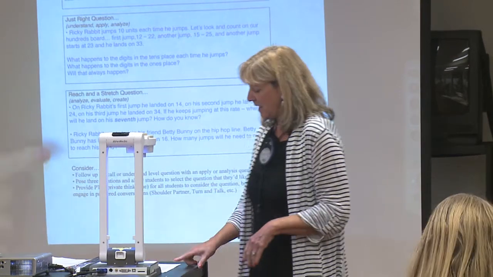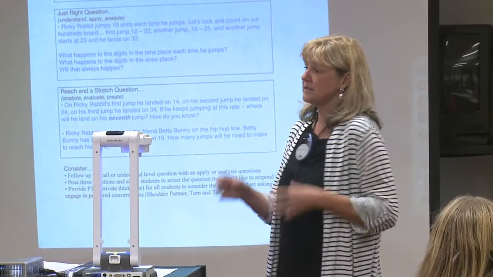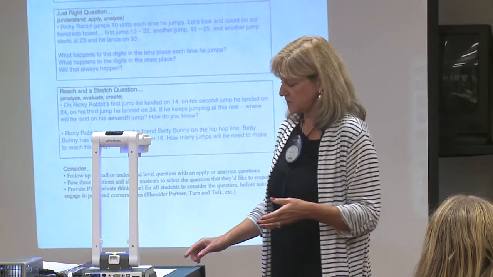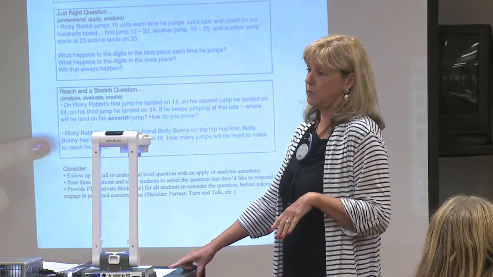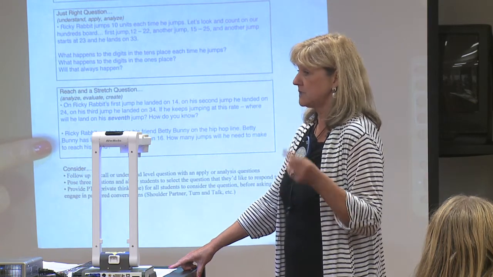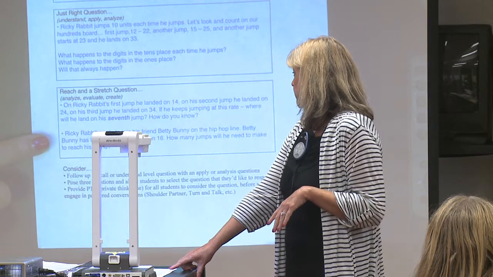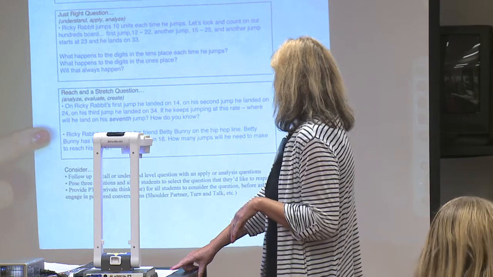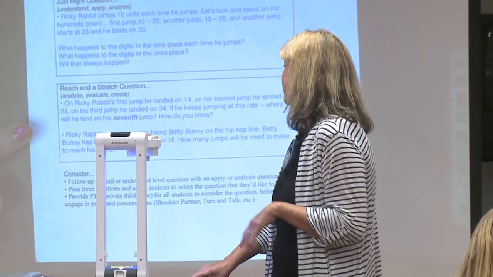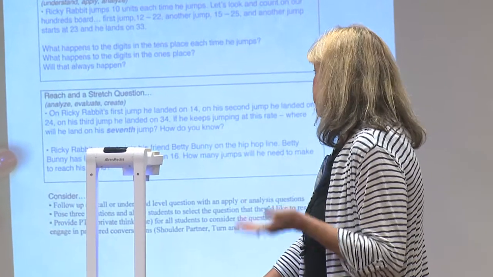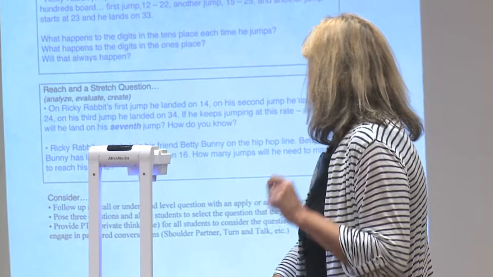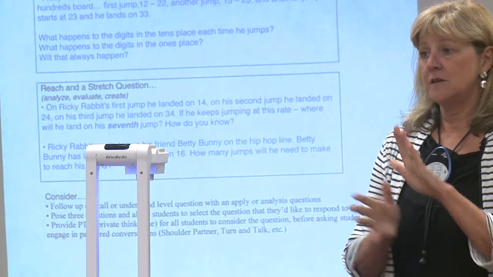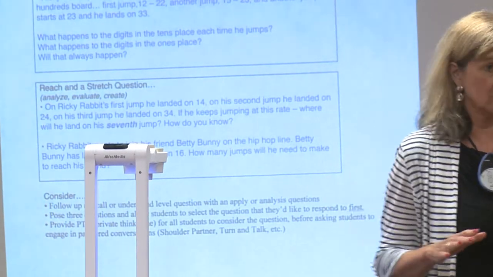How do you know? And then I thought, well, we've asked a lot about jumping, so for the child that's really ready to look deeper at this situation, and the standard that this aligns to is counting by tens, forwards and backwards. Ricky Rabbit wants to join his friend Betty Bunny, so he brought in another bunny on the hip-hop line. Betty Bunny has landed on 36. Ricky is on 16. How many jumps will he need to make to reach his friend? So the structure of the problem changed there.